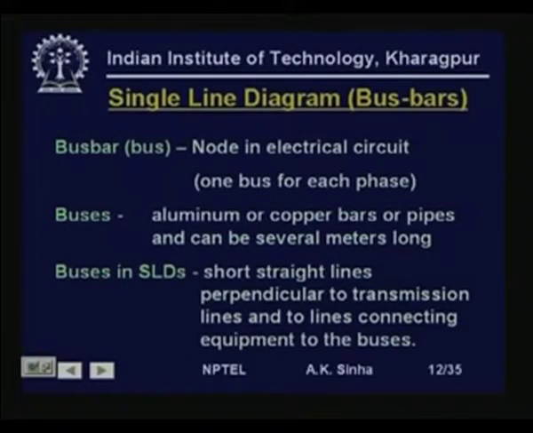Now, in single line diagrams bus bars are represented as short, thick lines, which are used perpendicular to the transmission lines and connecting these lines. So, when we show different lines connected at a bus bar, the lines normally will be shown as horizontal lines, then the bus bar will be a vertical line, somewhat thicker than the transmission lines which are being shown.